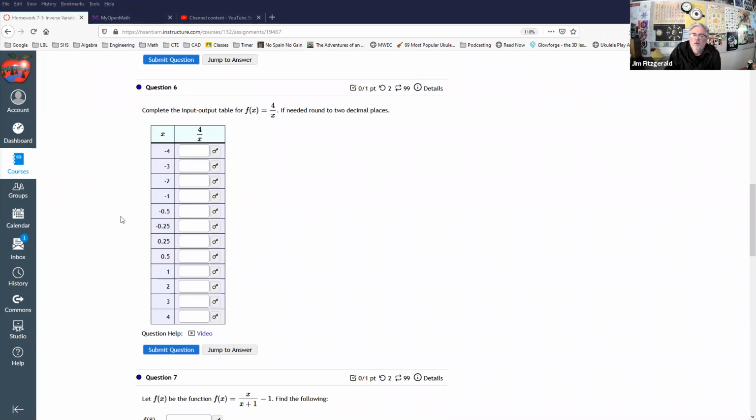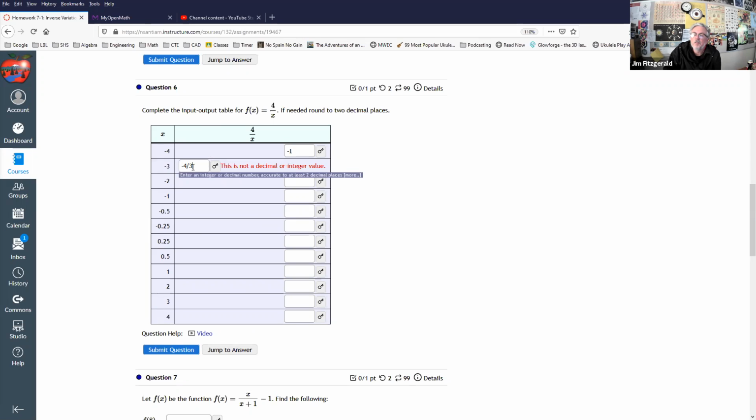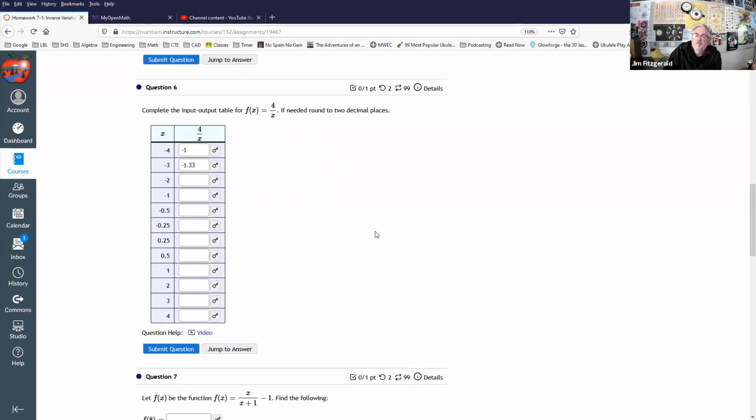And so these are not hard to calculate. 4 over -4, I know that's going to be -1. 4 over -3, sorry, 4 over -3 is going to give me -4/3. Okay, it's telling me that's not a decimal. They want it in decimal, so I'd have to convert that to a decimal. So -1.33. So I can just do those.